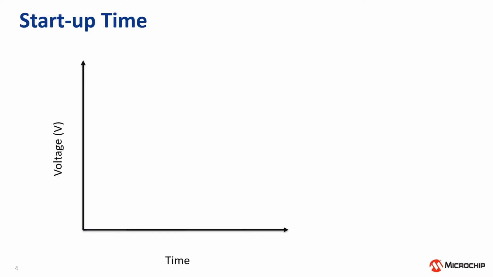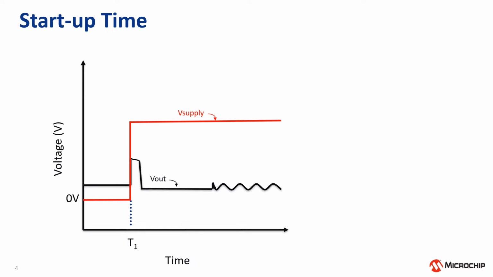The startup or power-up time is the time that the op-amp takes to reach steady state when the power supply is switched on. At T1, the power supply is turned on. You can see the output voltage here. The time when the output voltage reaches steady state is the startup time.